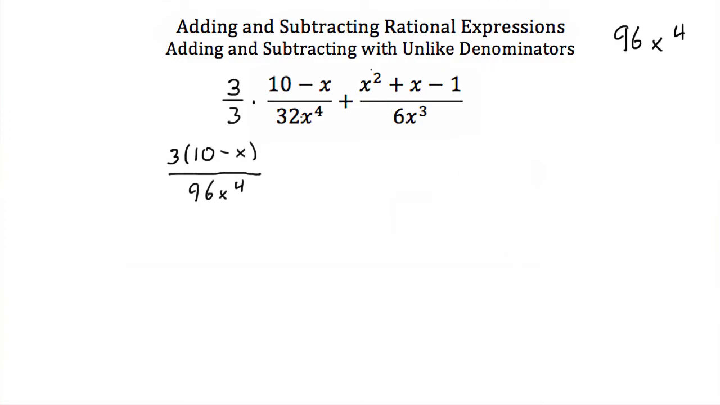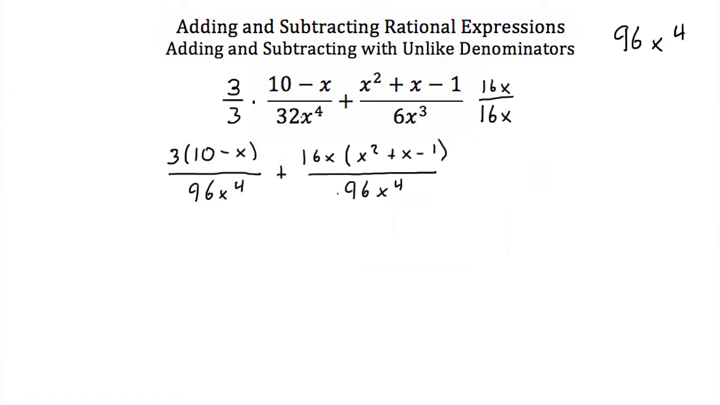Now let's look at the second term of my addition. How can I make this 6x cubed equal 96x to the fourth? Well, the only way I can do that is to multiply it by 16x. And if I multiply the denominator by 16x, I have to multiply my numerator by 16x. So my second term then will be 16x times x squared plus x minus 1 over 96x to the fourth.